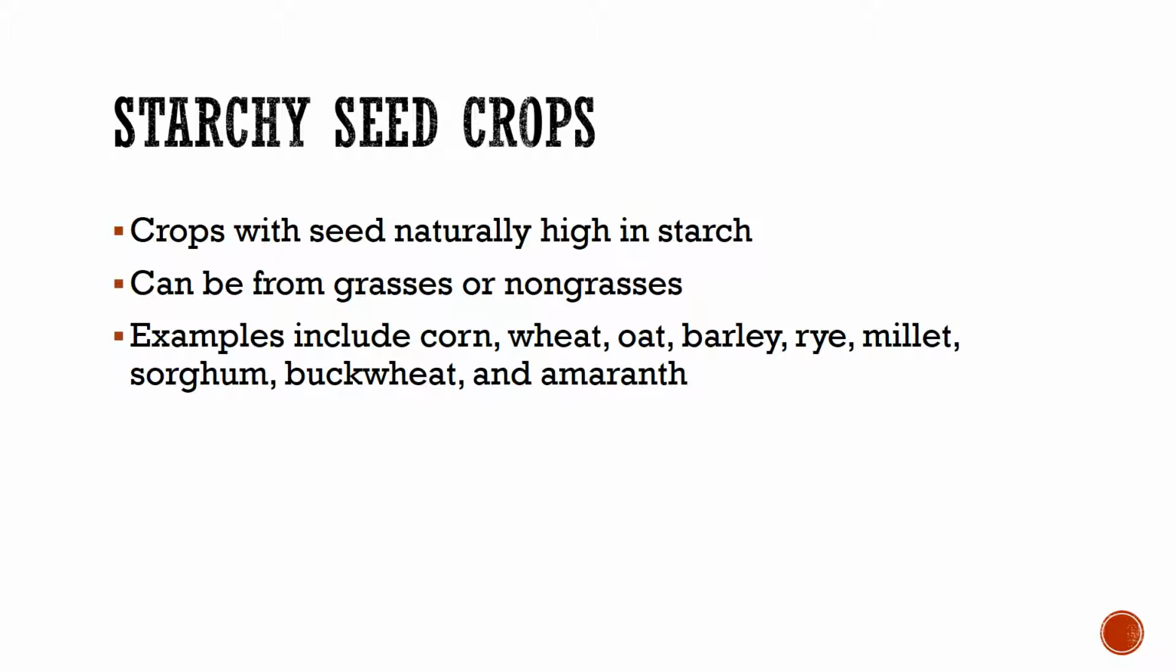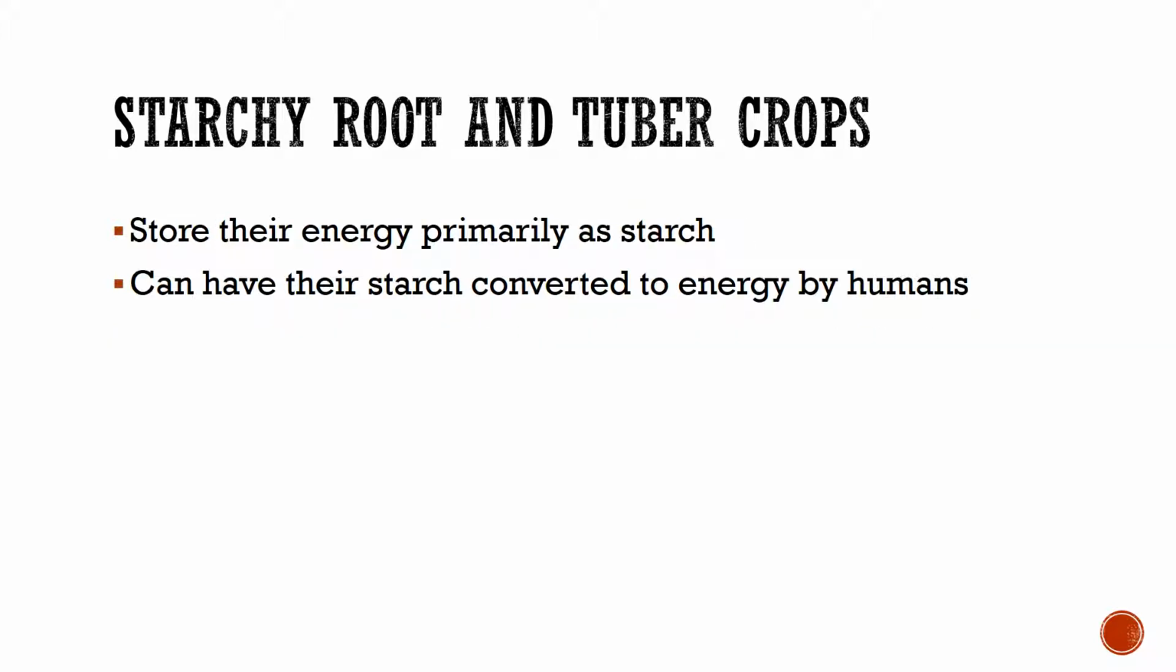Starchy seed crops are very important, obviously, because they're very high in starch. This also can be grasses or non-grasses. So wheat, millet, rye, buckwheat, sorghum, those are all different kinds of ways of starch, and we use them in all different kinds of ways, but the whole purpose of them is to have that starchy seed. It's going to give us that energy storage as a starch, and it can be converted into energy by humans.